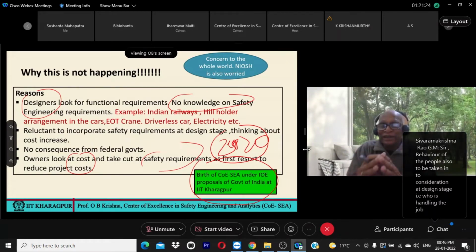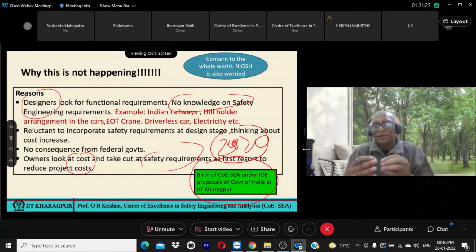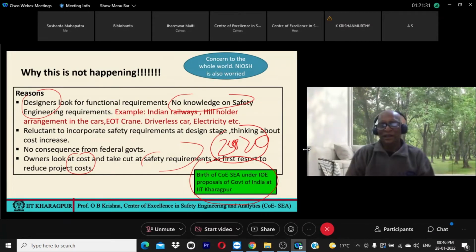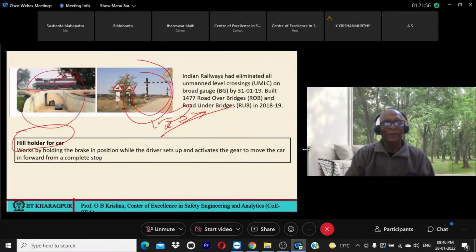Safety means understanding the hazards, calculating the risk, putting the intervention. That is how, as I said, the birth of CoE-SEA, Center of Excellence in Safety Engineering and Analytics, came, which has come for the first time in the world to address these things and give these inputs to the students. This I have already explained.